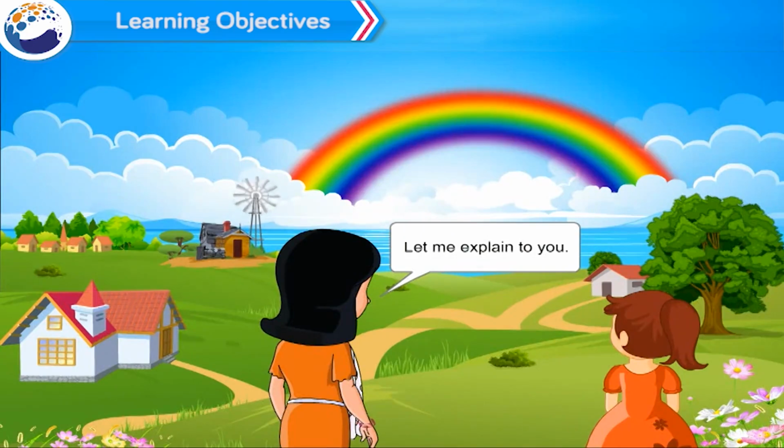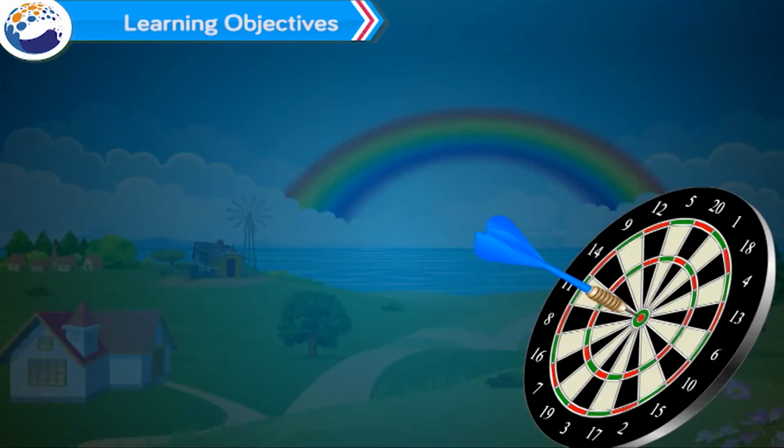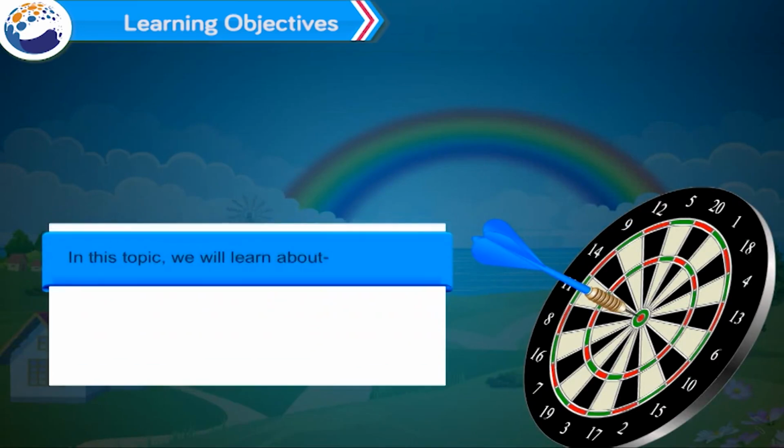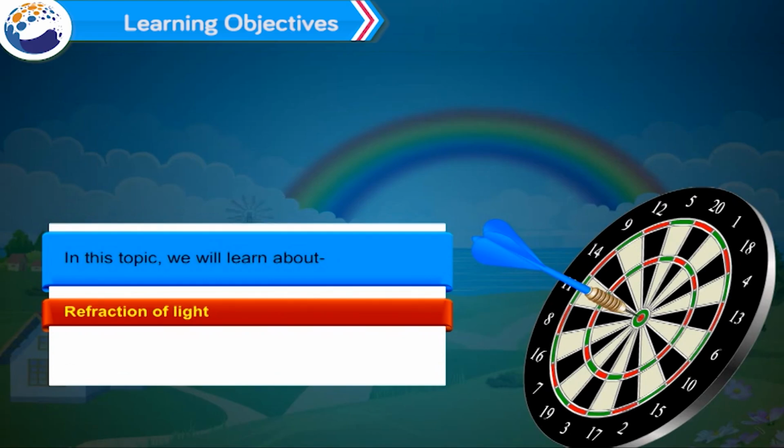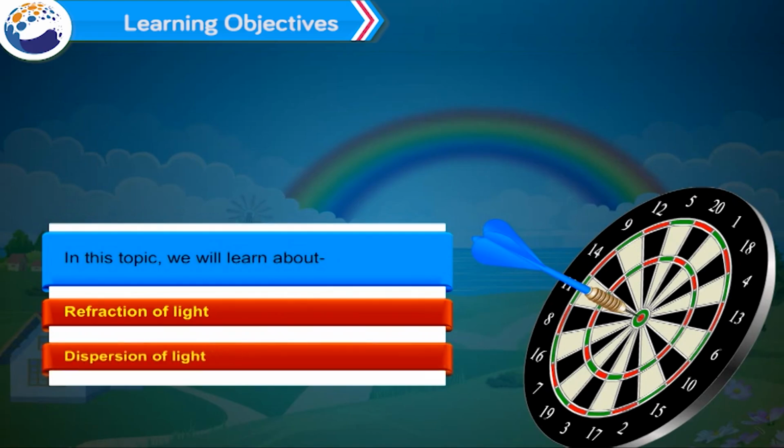Let me explain. Learning objectives. In this topic, we will learn about refraction of light, dispersion of light.